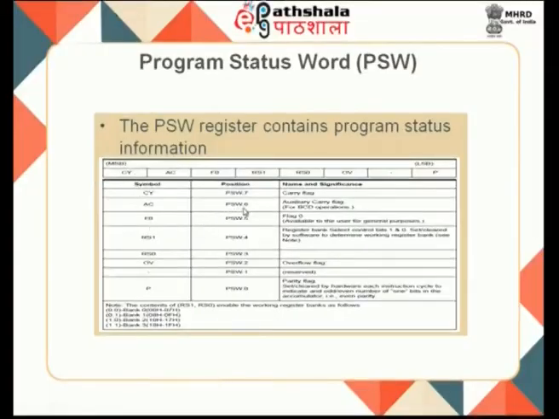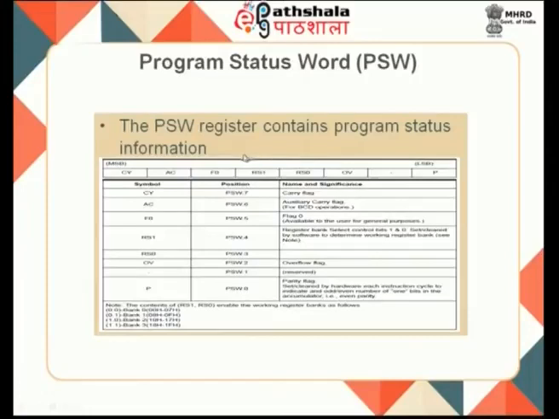When I look at the next bit, PSW.6, this is the auxiliary carry. If I am adding 2 numbers and there is an overflow at the 4th bit and it comes as a carry over here, then there will be an auxiliary carry.